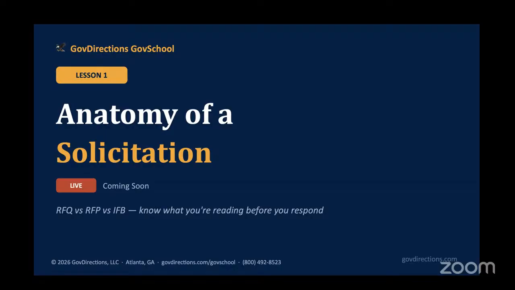This is lesson one of a series that I'm going to do about the anatomy of a solicitation. Particularly today, I'm going to talk about the differences between all these acronyms, the RFQ, RFP, IFB, and so forth, so that you know what you're reading before you respond. In fact, I've got a little book that we prepared on Amazon that just deals with this one topic. It's called the RFP, so that you know what is involved in the documentation that you are reviewing, and you understand how to make that work to your advantage. So let's get started today.